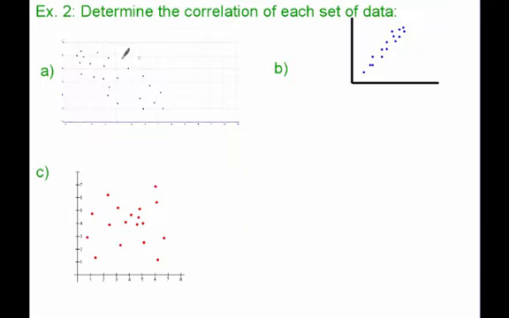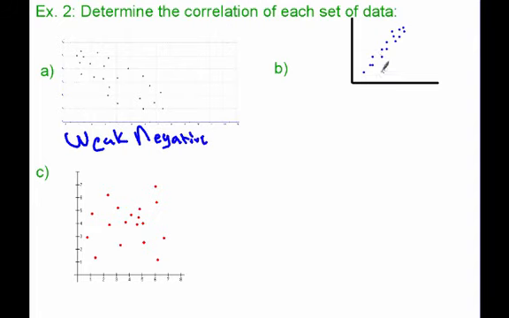All right, so let's try and determine the correlation of each set of data here. First you try it, and then I will help you. All right, so let's take a look here. If we look at part A here, we can notice that our dots aren't all that close together, but the data does kind of trend where as x is getting bigger, y is getting smaller. So that's what we're going to call a weak negative correlation.